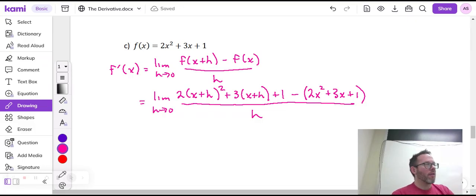And then I know I sound like a broken record, everybody, but that's because the same things will happen every time. You expand and simplify. Anything that doesn't have an h should go away and cancel. You'll then be able to divide out the h on the bottom, and then you'll be able to put in h equals 0.